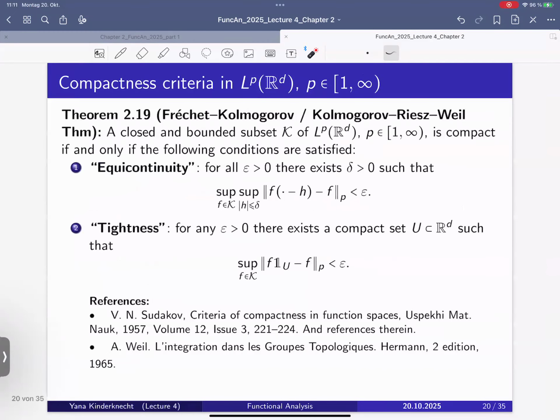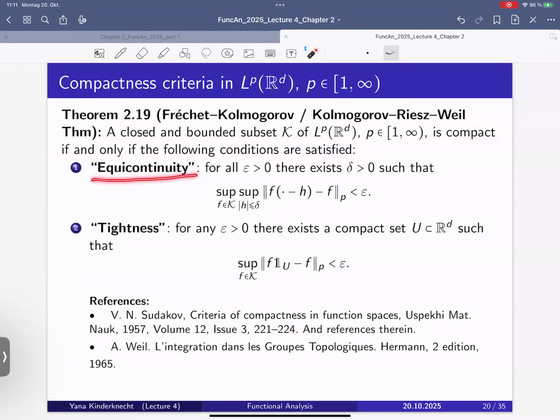Okay, so the theorem, the compactness criterion in this space. This is a theorem which has a name. Some people call it Fréchet-Kolmogorov. Some people call it the Kolmogorov-Riesz-Weil theorem. It looks as follows: a closed and bounded subset K of this space, for all p from 1 till infinity, including 1 but not infinity, is compact if and only if the following conditions are satisfied.